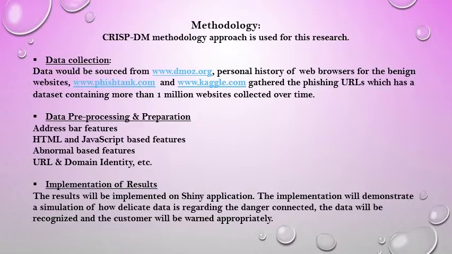Under data preparation, preprocessing and preparation, features like address bar features, HTML and JavaScript based features, anomaly-based features, URL and domain identity features, and so on will be used for preprocessing and preparation. This is where the URLs will be classified based on these features. The implementation of these results will be done in a Shiny application. The implementation will demonstrate a simulation of how sensitive data regarding the danger is connected. The data will be recognized and the user will be warned appropriately.